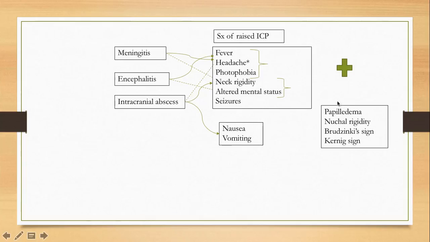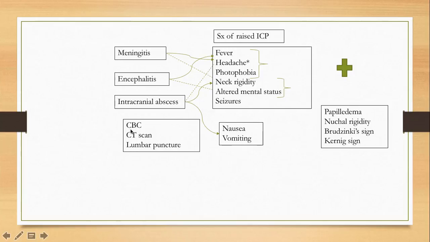On top of that, the common signs of these infections would be papilledema on eye exam, neck rigidity or nuchal rigidity, and Brudzinski sign and Kernig sign. So you're already familiar with these signs. Whenever you're suspecting these pathologies and these symptoms are present, then look for these signs on physical exam. And when you are suspecting these infections, of course, these will be the labs and tests to order.